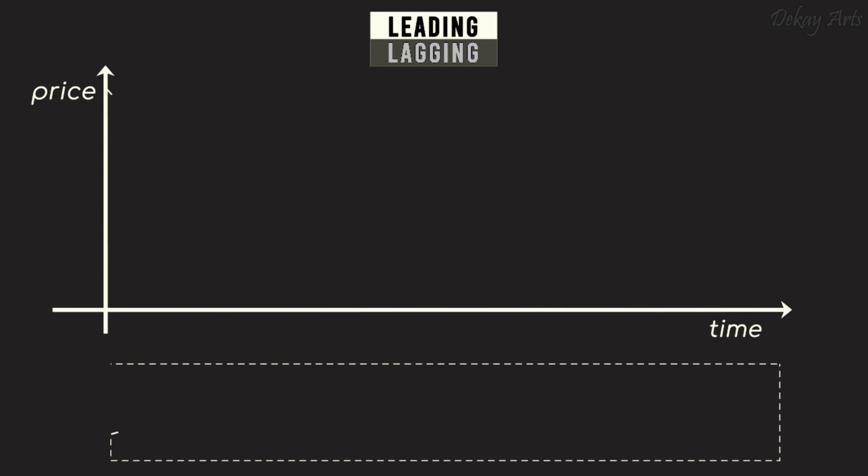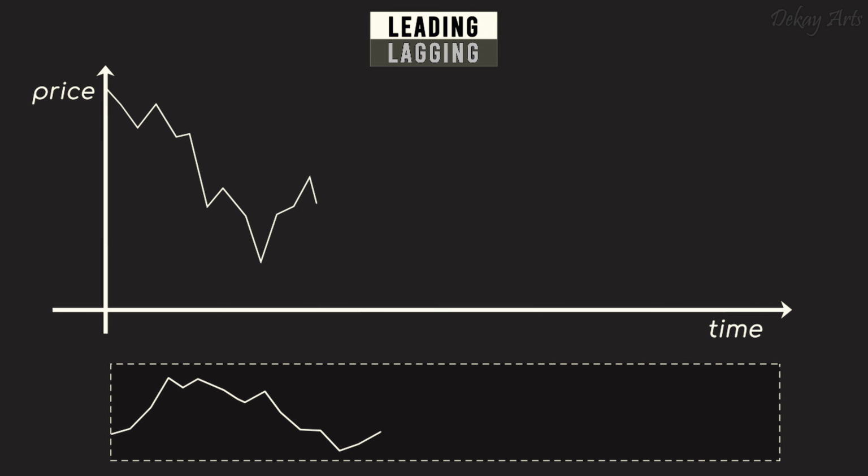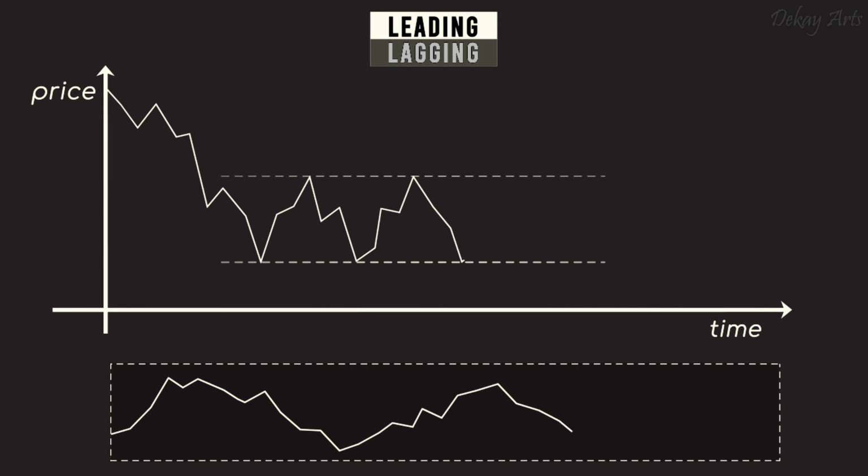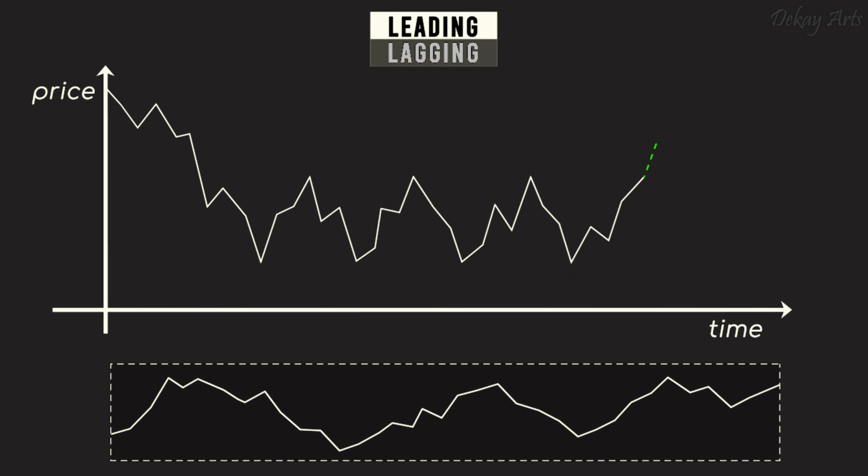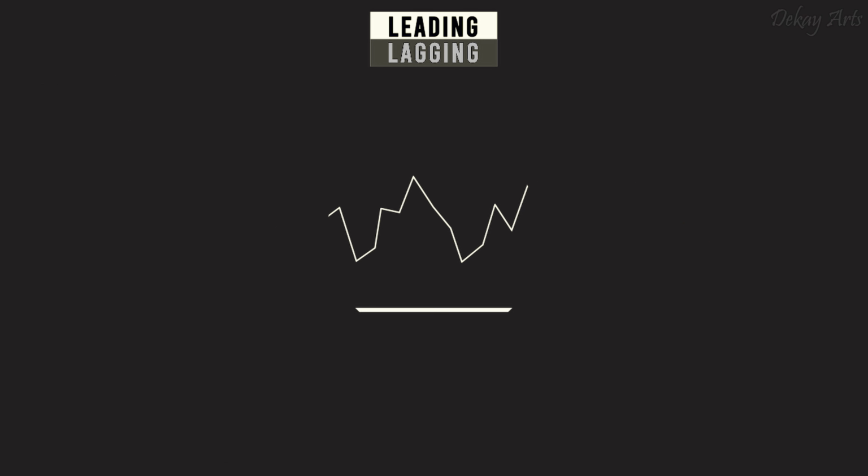Leading indicators precede price movements and try to predict the future. These indicators are mostly helpful during periods of sideways action or non-trending price movements since they can help identify breakouts or breakdowns. RSI and stochastic oscillator are quite widely used leading indicators.